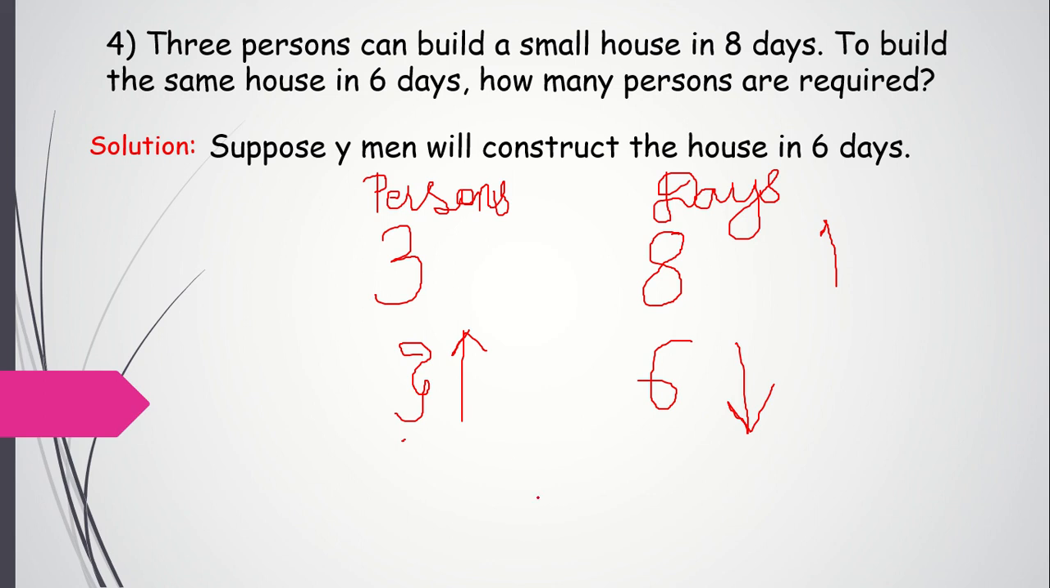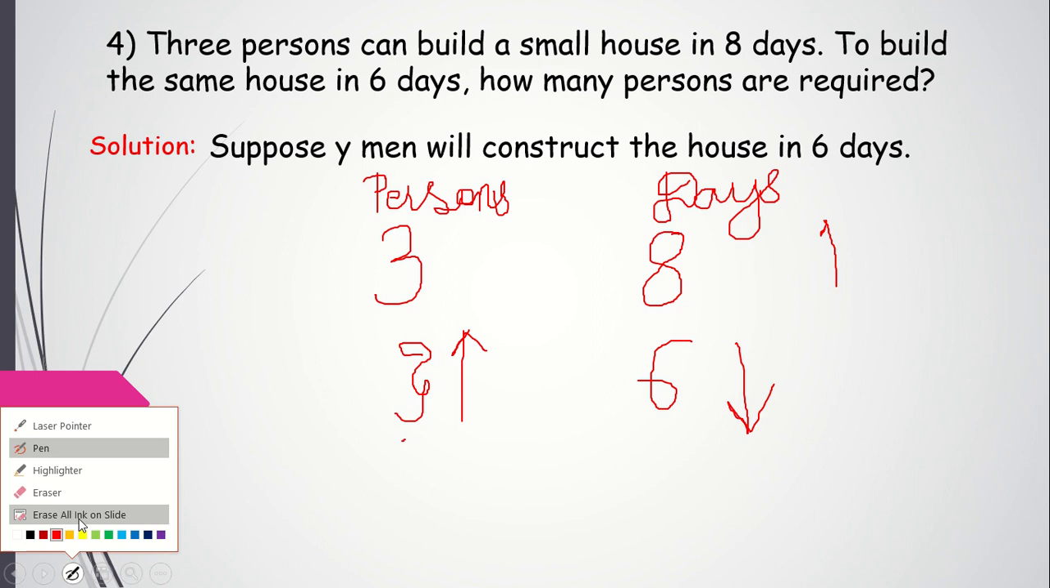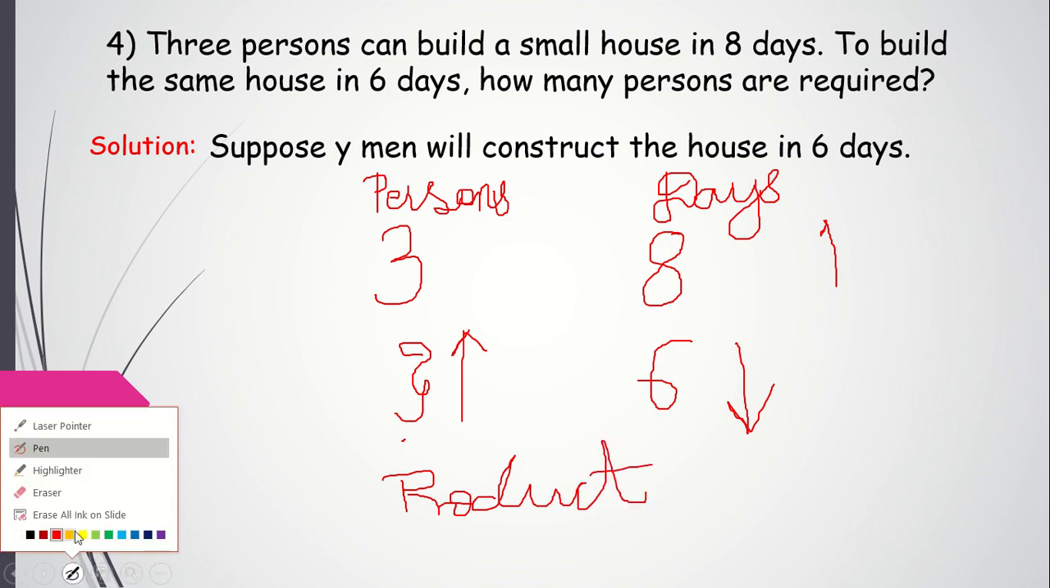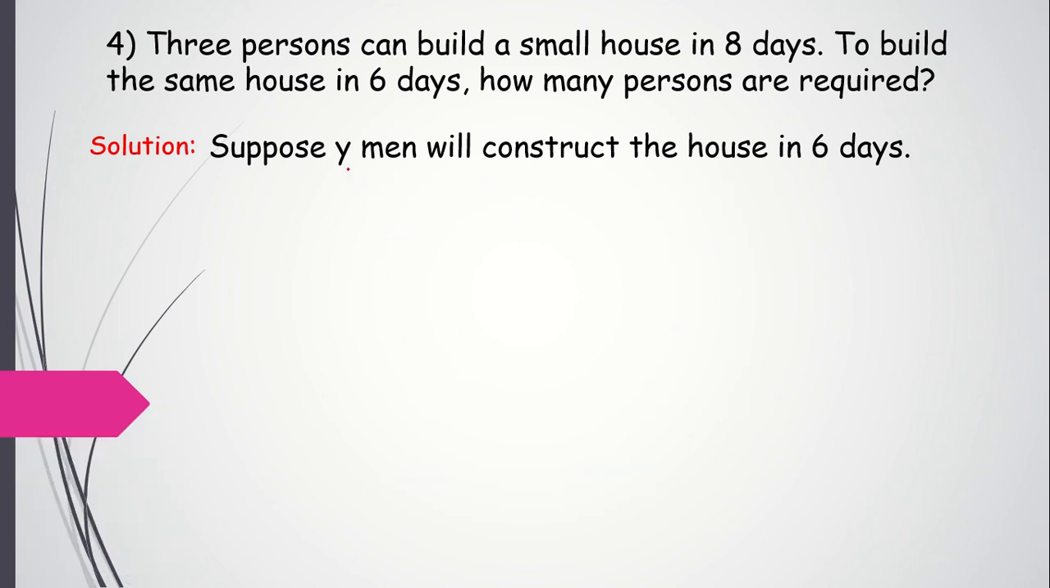So inverse variation. And in case of inverse variation, the product remains constant. So we have to take the product now. The product of the related quantities, and we will get the answer. Here I have purposely chosen y, so that y and the multiplication sign x do not get confused. That's why. You can take any other letter if you want. Suppose Y men will construct the house in 6 days.